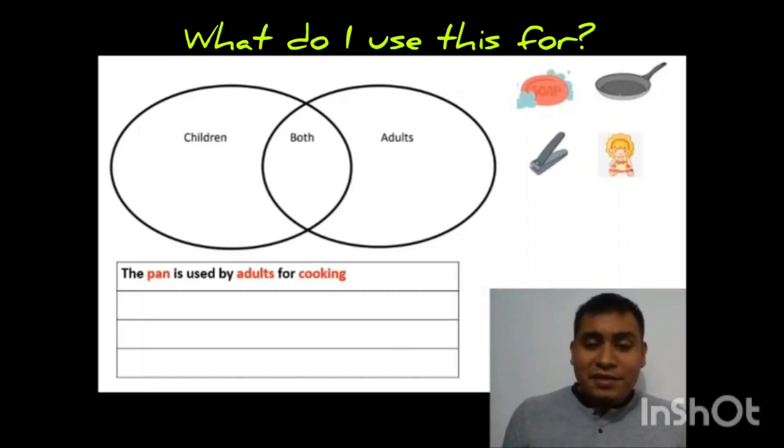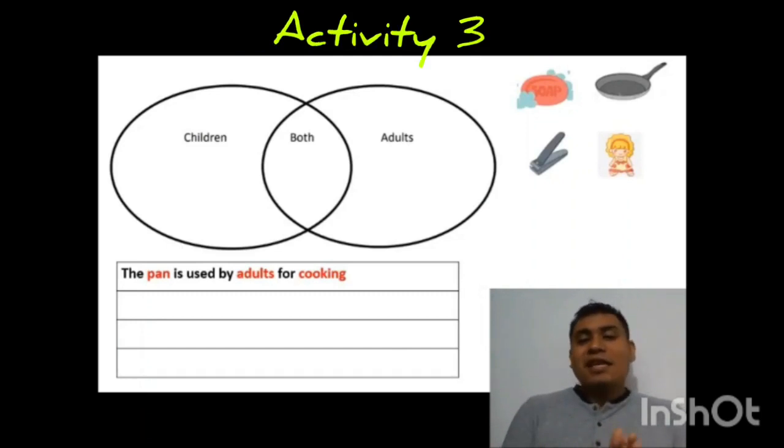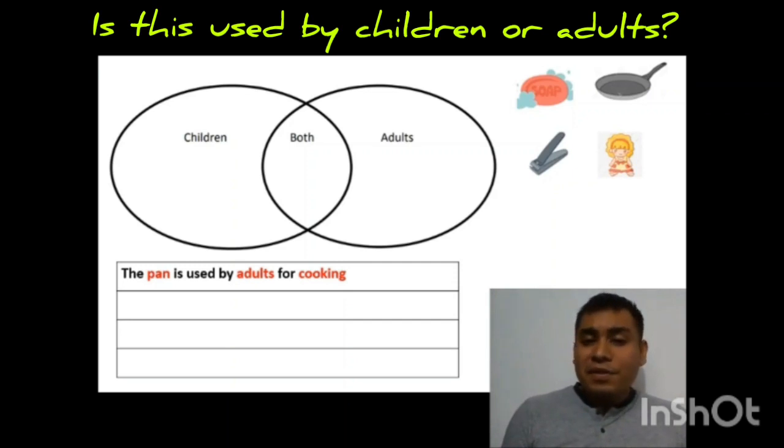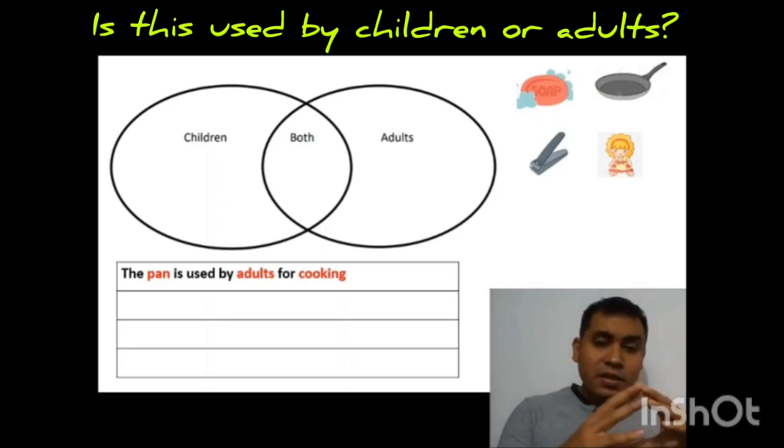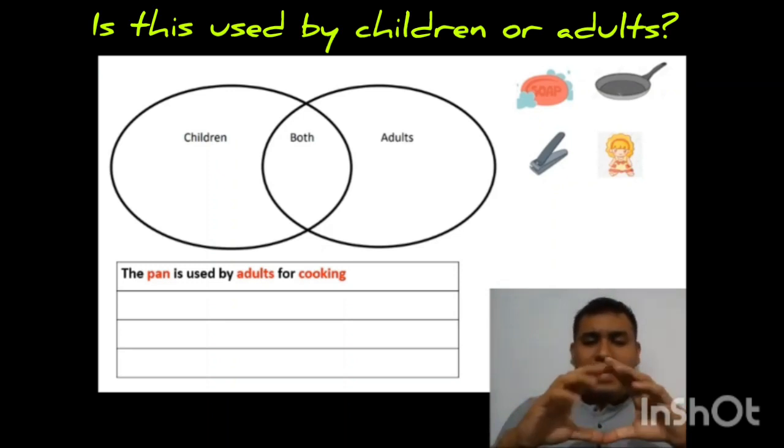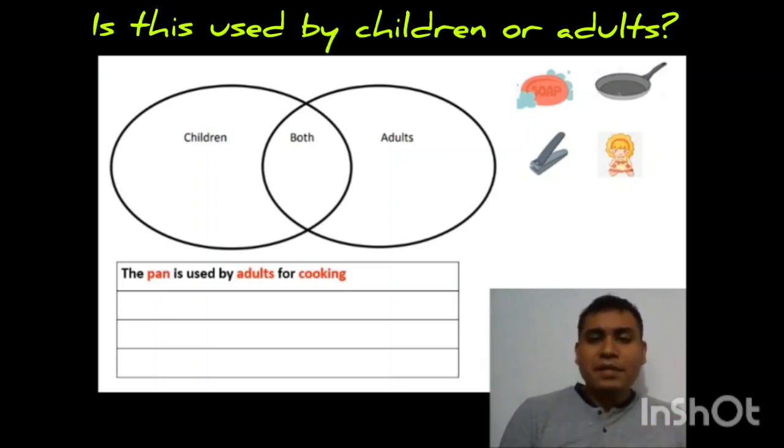We have a third exercise that is here. In this exercise, we have a Venn diagram. On the Venn diagram, we have 2 circles. One is for children, and the other one is for adults, right? Now we have in the middle a part that says both. This part means that it is the 2 of them, it is children and it is adults.